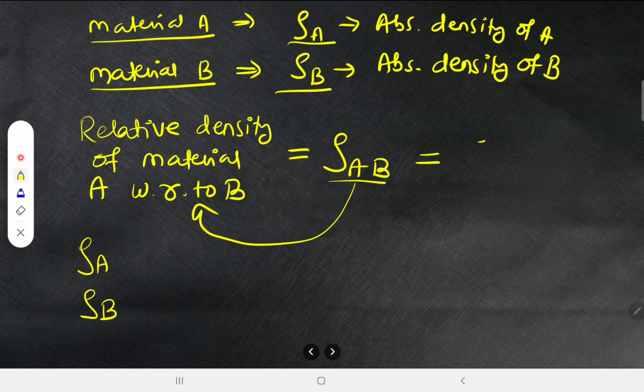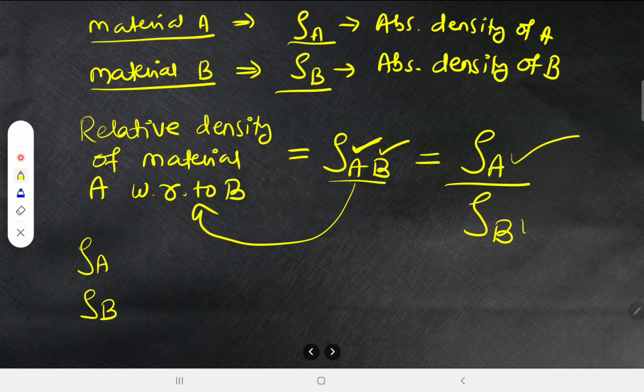The formula is absolute density of material A with respect to absolute density of material B. So the relative density of any material with respect to another material is equal to the absolute density of the first material divided by the absolute density of the second material. So this is the formula which you have to remember.